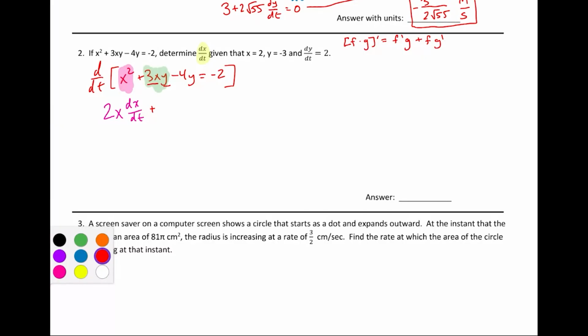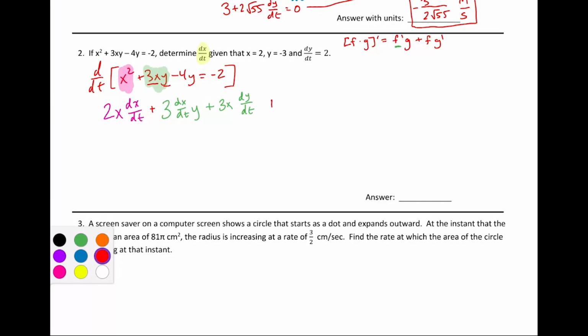So the derivative of 3x with respect to t, again, all these are going to be with respect to t, so we're going to end up with either dx dt or dy dt on each one, depending on what we have. So the derivative of 3x is just going to be 3 dx dt. Okay, that's just this part right here, the f prime, and then times y plus, now we're going to do f g prime, so 3x times the derivative of y with respect to t.